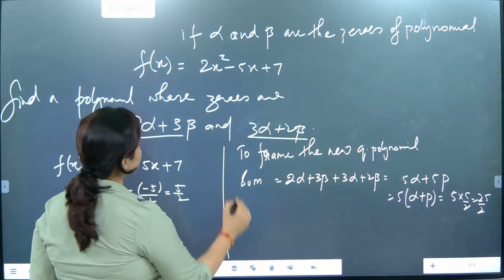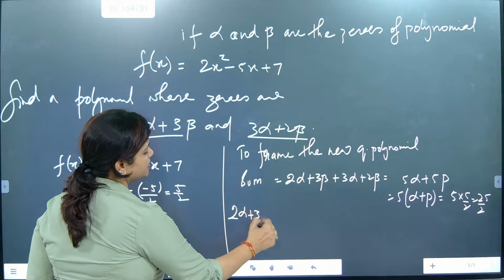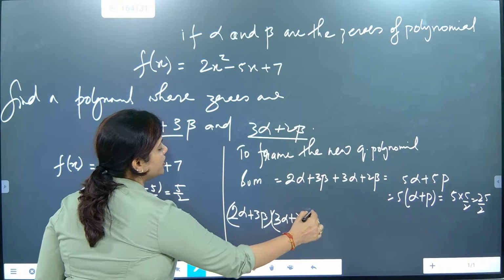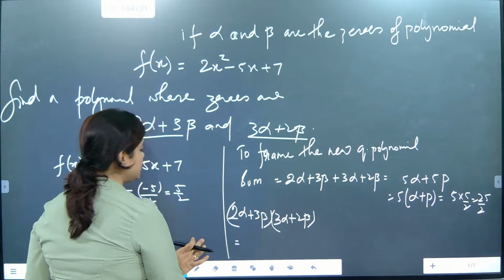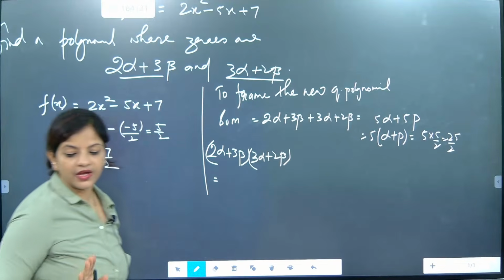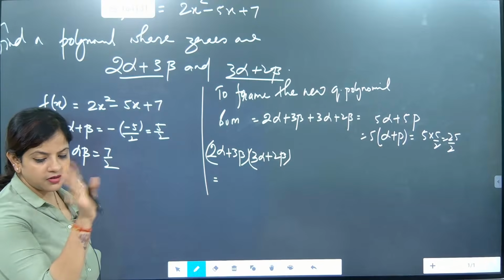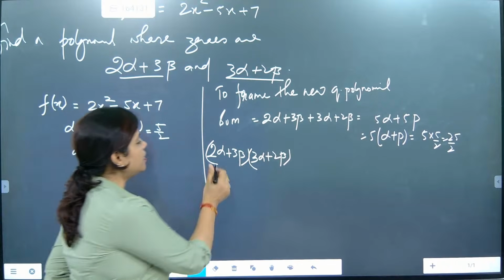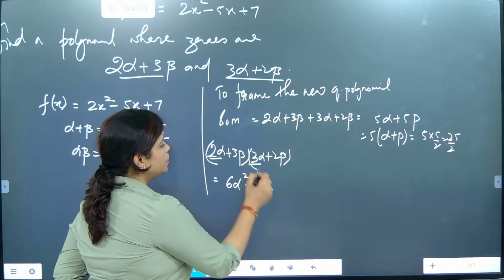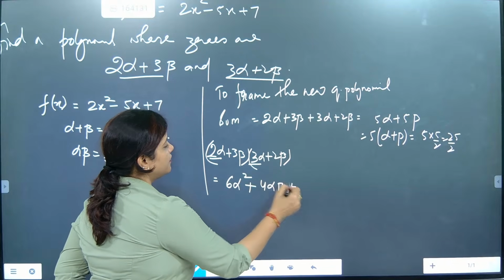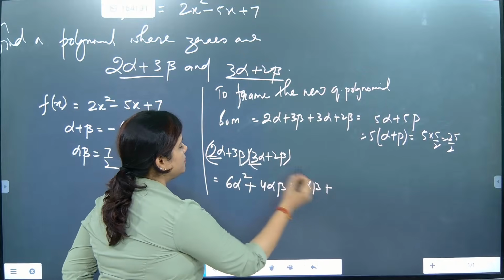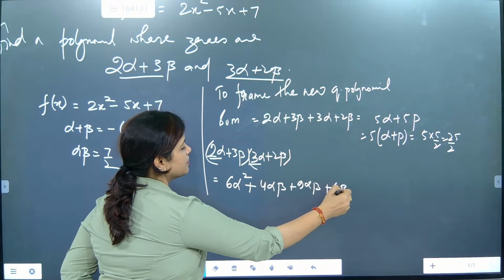Now here, next one is coming as product: 2 alpha plus 3 beta and 3 alpha plus 2 beta. So when you are going to multiply this one, are you going to cry for multiplication? No. Here you need to understand one thing very clearly. Here 2 3s are 6 alpha square, then 2 2s are 4 alpha beta, then 3 3s are 9 alpha beta plus 3 2s are 6 beta square.